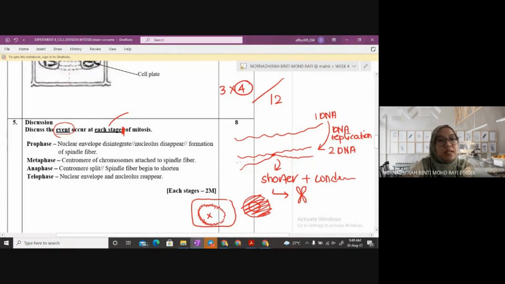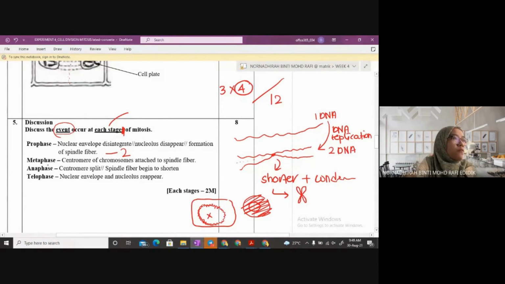Because ingat ya, the formation of spindle fiber begins when they want to start to divide the nucleus. Itulah function spindle fiber. Every time you see spindle fiber, you know that it will be in one of the stages of mitosis or meiosis. Kalau sel tu tak ada spindle fiber, kita tahu the cell is not yet undergo mitosis or meiosis. Okay, dan kat situ awak dapat berapa markah? 2 markah sahaja. Awak tengok poin mana yang awak dapat. That will be 2 marks.